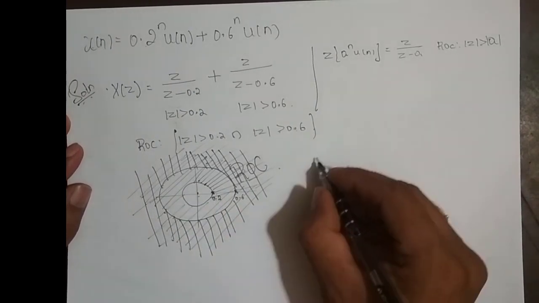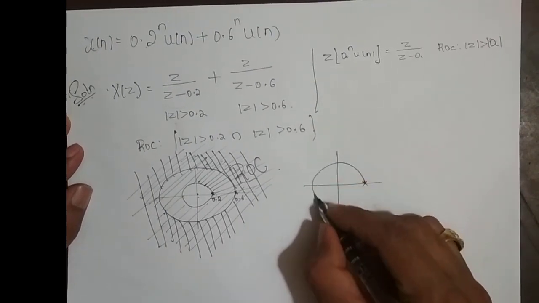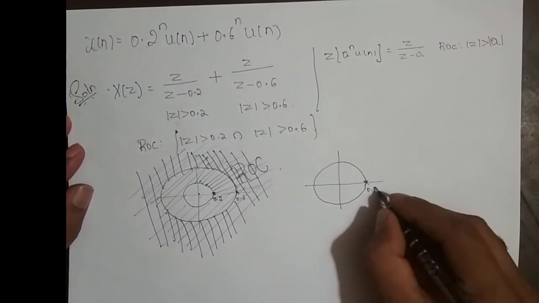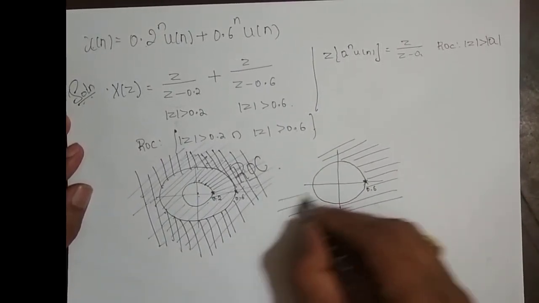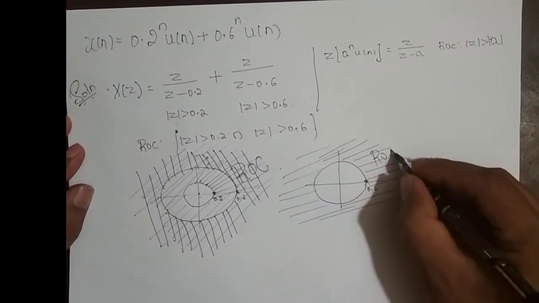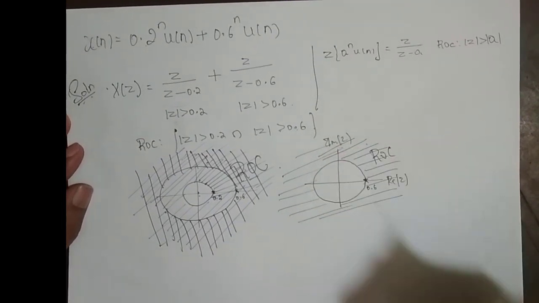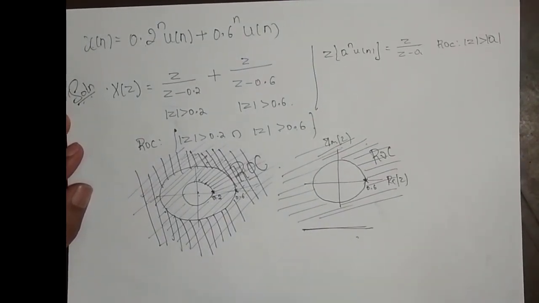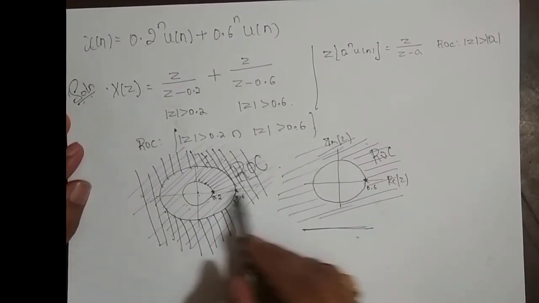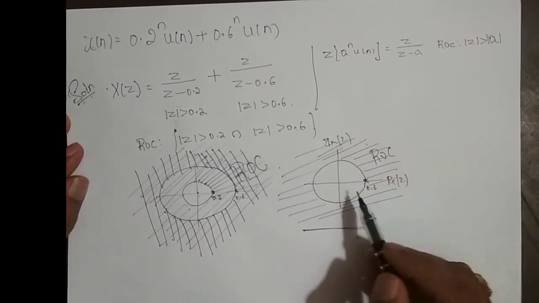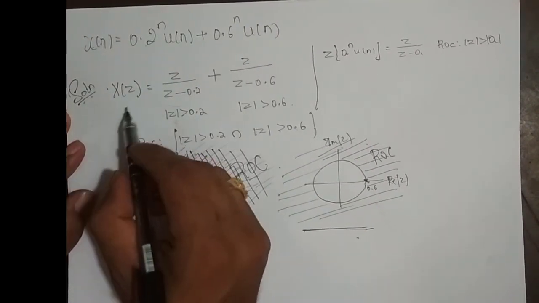I cannot show it like this. The combined ROC will have one pole at 0.6 and it is outside the circle. So this is the ROC. This is the real part of Z and this is the imaginary part of Z. Okay, so this is the combined ROC. It is better to show this ROC instead of showing this, because the intersection region is outside the outermost circle, which is one of the properties of ROC. Fine. Now we cannot keep the Z transform like this.